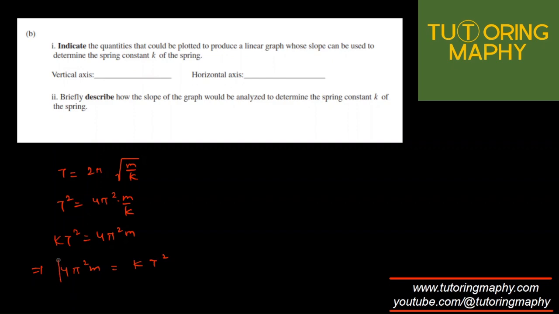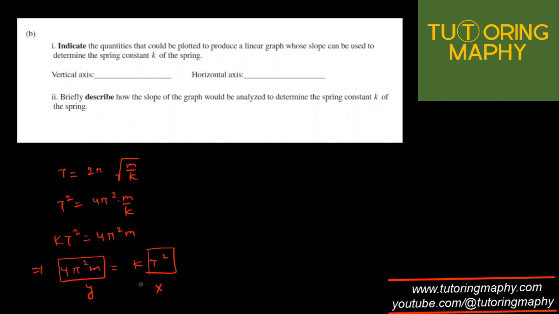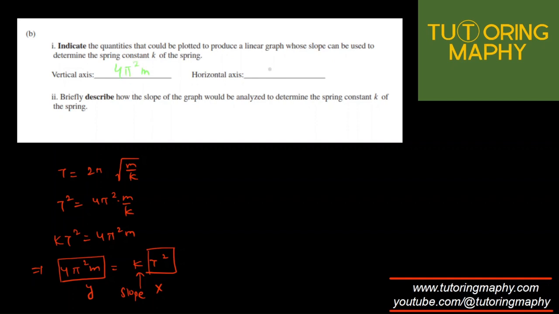So don't you think if this entire thing is y and this is x, the slope is going to be k. That's what they need, right? So the vertical axis is going to be 4 pi square m, and the horizontal axis is going to be the square of the time period, and that's how we are going to find it.